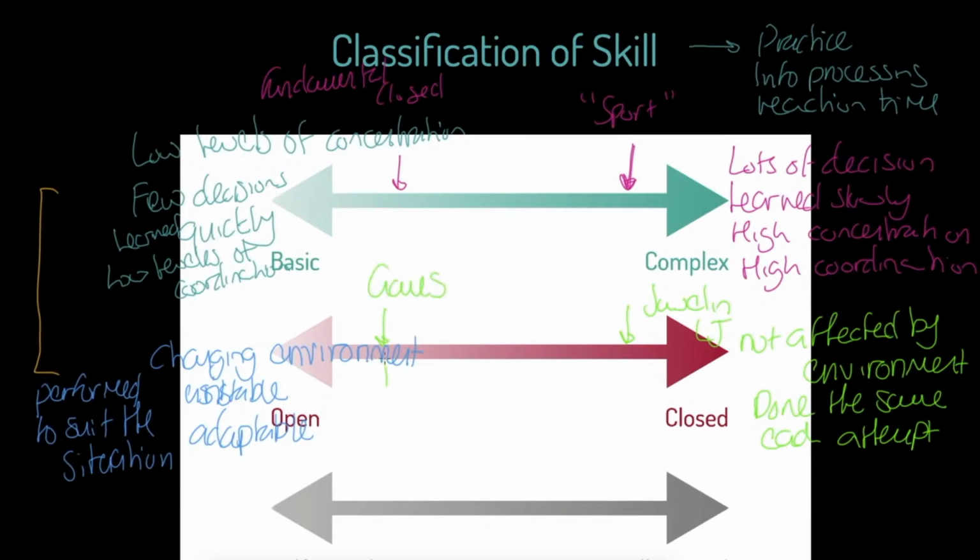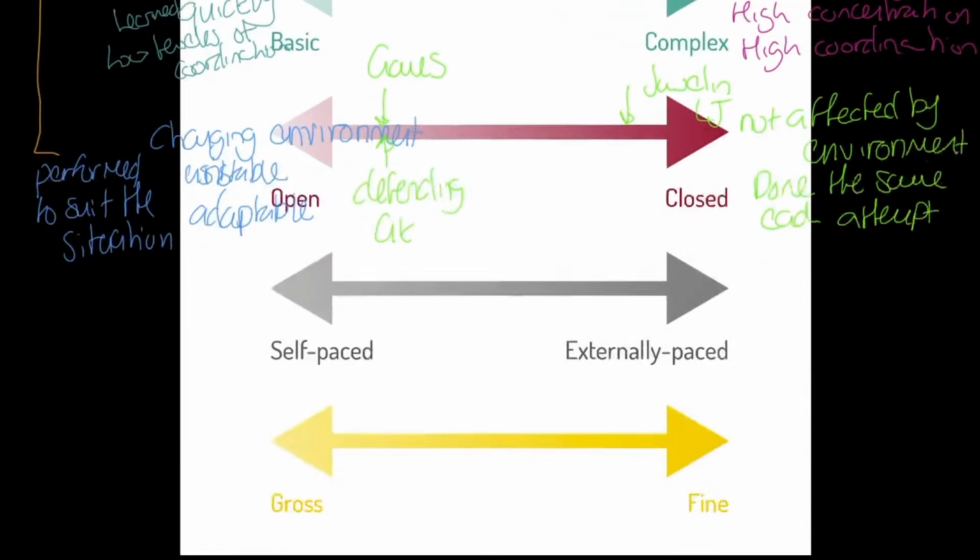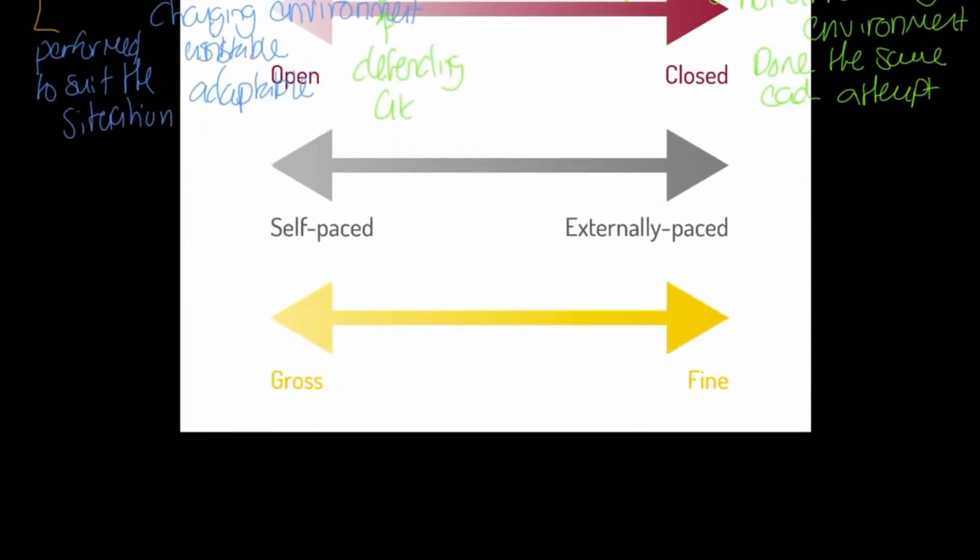I think the best examples over here are things like defending or goalkeeping, where you're responding to your opponents and what they do. Now, can I just repeat that our pacing and our muscular involvement, our gross and fine, are not on the AEI. I'm just going to give you a couple of descriptors. Self-paced skills. In fact, I'll just go really quick. I feel bad if I don't include these for you.